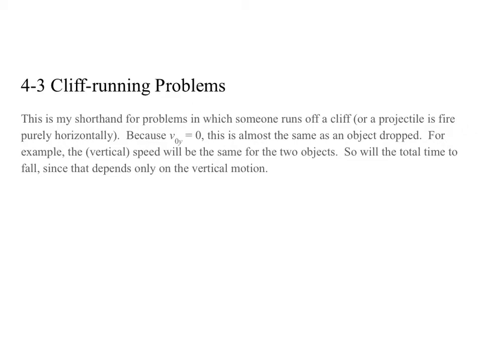My personal shorthand for a particular problem where people run off a cliff or projectiles fired purely horizontally is cliff running problems, just to be sort of evocative in the name. Because v0y equals 0, this is almost the same as an object that's simply dropped. For instance, the vertical speed will be the same for two objects, such as we just saw. Therefore, the total time to fall will be the same, since that depends only on the vertical motion.